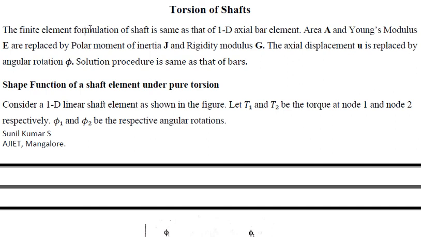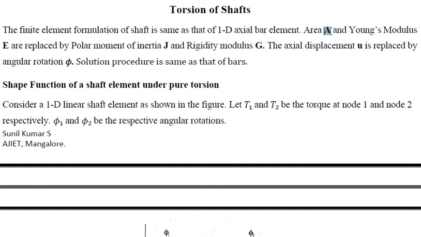Coming to the finite element formulation, here the analysis is same as that of bars. We have studied bars, beams, trusses until now. But torsional members are the same as that of bars. Everything is the same. Only a few things we have to make little changes.